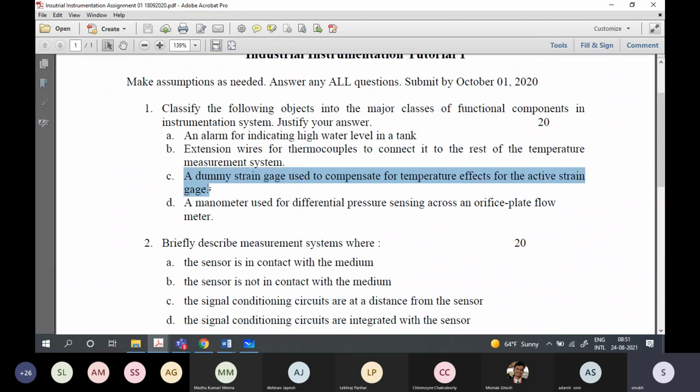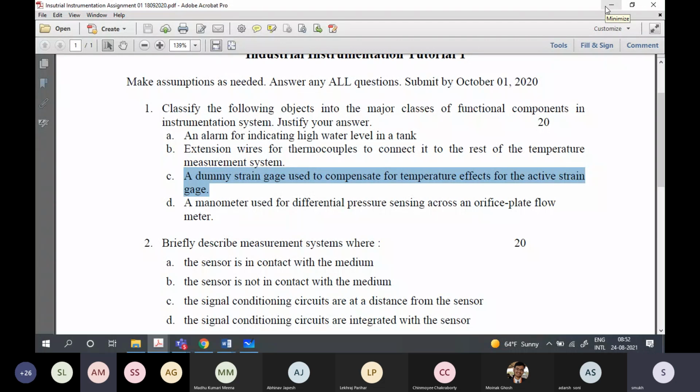Let's talk about this one. We just talked about the strain gauge in the last class. The strain gauge resistance change happens due to strain and due to temperature. You don't want the resistance change due to temperature as a reading, because you're not measuring temperature. So the question is, how can you compensate for the temperature effect? We talked about it in the last class. So can you tell me which of those four blocks this dummy strain gauge is part of?